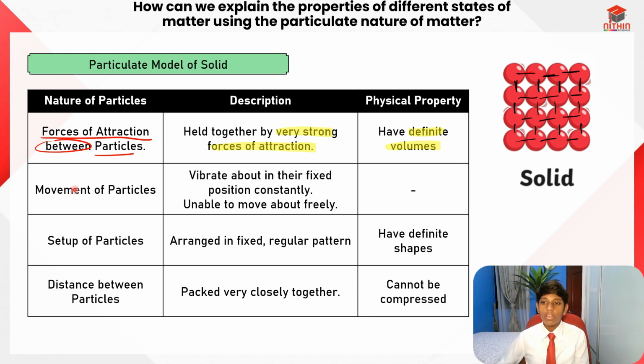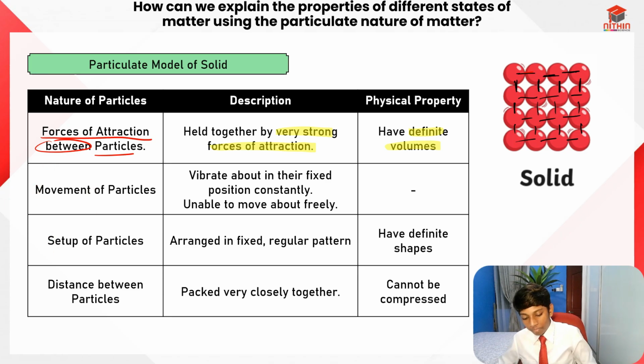Next, movement of particles. This is the second part of the nature of particles. In a solid, the particles vibrate about in their fixed positions constantly, unable to move about freely. Do you remember the third principle of the particulate nature of matter? All particles are always in constant or random motion. You might think, this pen is a solid, it doesn't move around unless you make it move around, right? No, but the particles in this pen are actually constantly vibrating around. I hope you understood that.